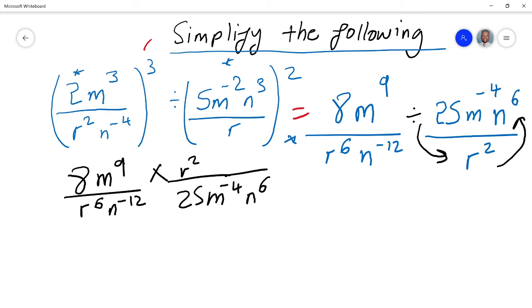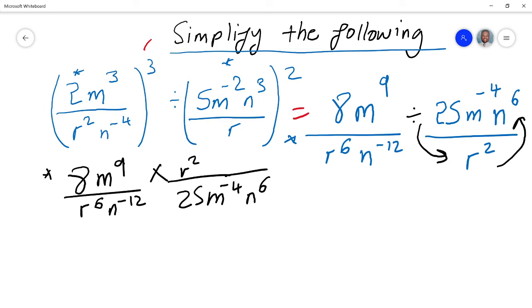Right. Now, there's two ways of doing this. You can either multiply the respective numerators, so 8m to the power 9 times r squared, and also the respective denominators, which is r to the power 6 n to the power negative 12 times 25 m to the power negative 4 n to the power 6. All right, so let's see what happens when we've got that.